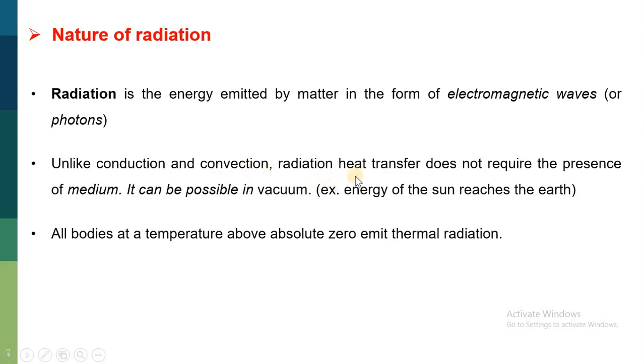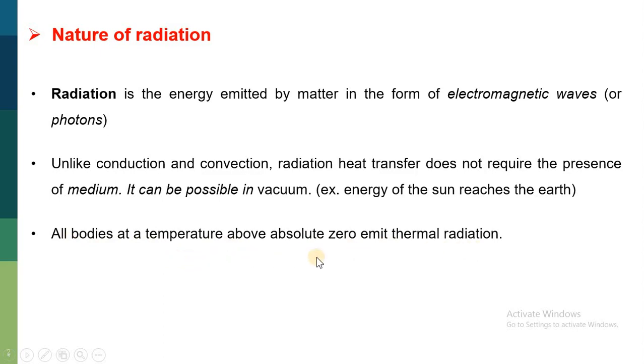Unlike conduction and convection, radiation heat transfer does not require the presence of a medium. For conduction we need a medium, for convection we need a medium, but radiation has no need of any material medium. It is also possible in vacuum. For example, the energy of the sun reaches the earth's surface. The atmosphere is present around the earth, but between the sun and earth there is a vacuum, yet solar energy still comes to the earth's surface in the form of electromagnetic waves, also called photons.